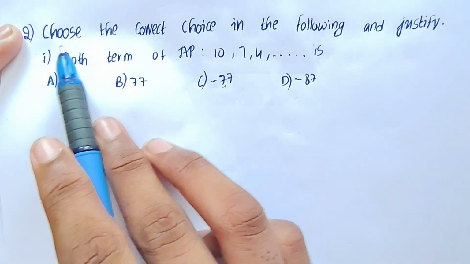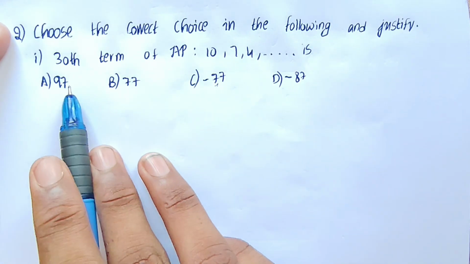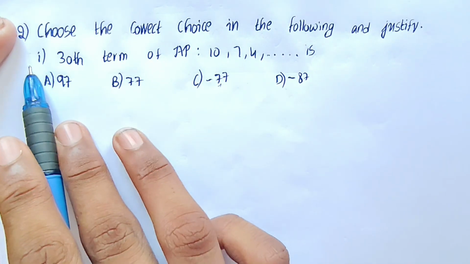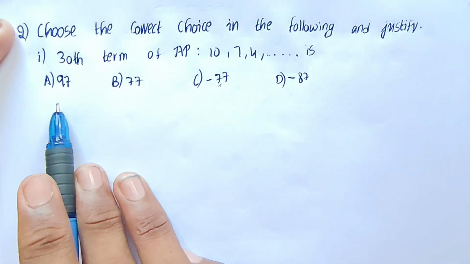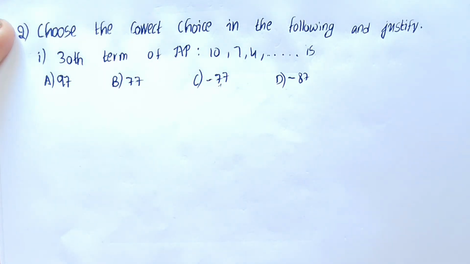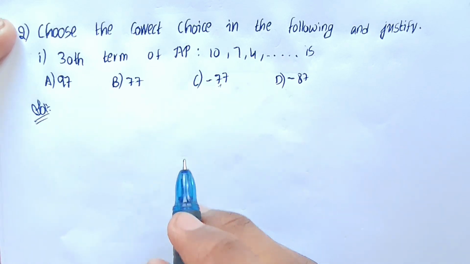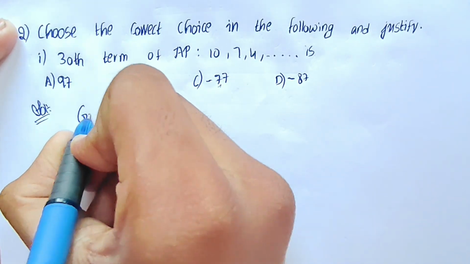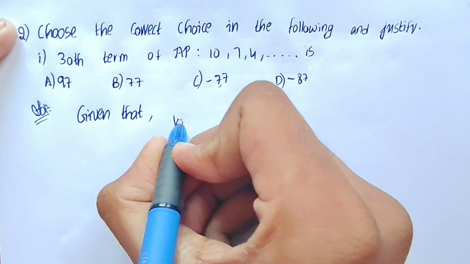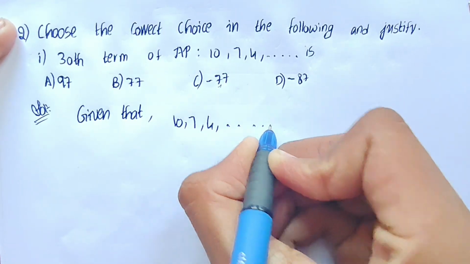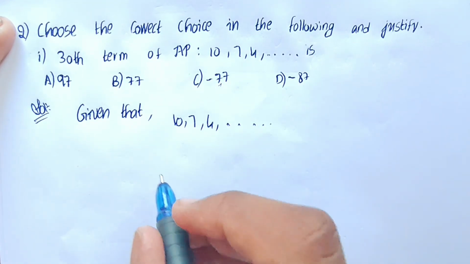So here the given second question is, choose the correct choice in the following and justify. The first question is: the 30th term of the AP 10, 7, 4 and so on is... He gave the options, so let us check it. Given 10, 7, 4 and so on, he asked for the 30th term of the given AP.